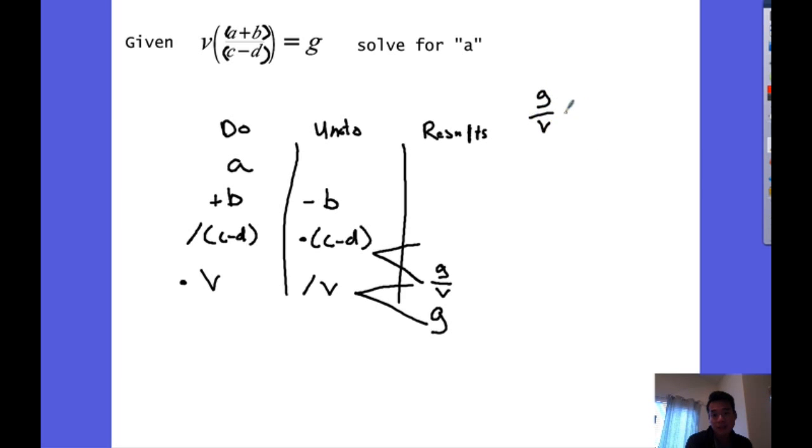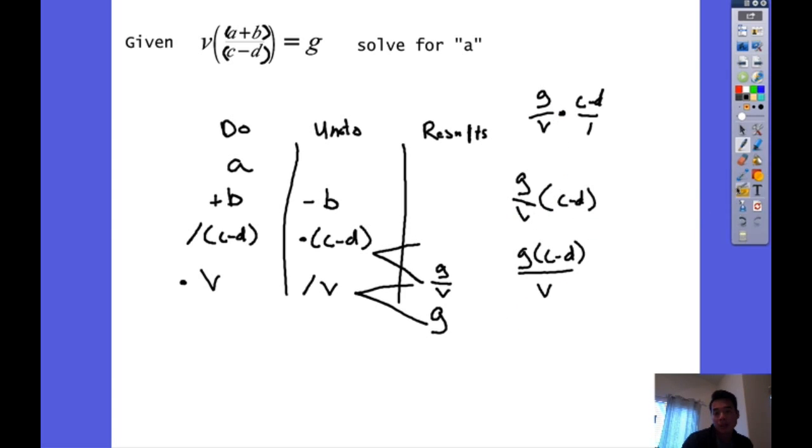G divided by v multiplied by c minus d over 1, because it's one quantity. So quickly I can just go, oh, g divided by v multiplied by c minus d divided by 1, that's the same thing as saying g over v times c minus d. Okay, or you can also rewrite it as g times c minus d over v. All three of these are the same thing as what's happening here. So I'll go ahead and choose this last one right here.